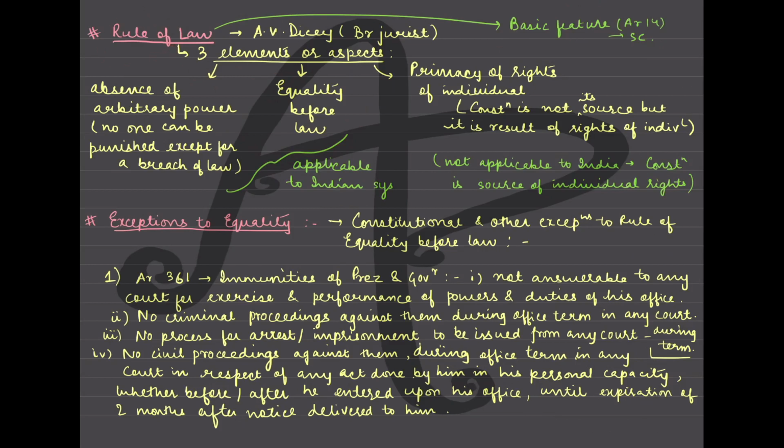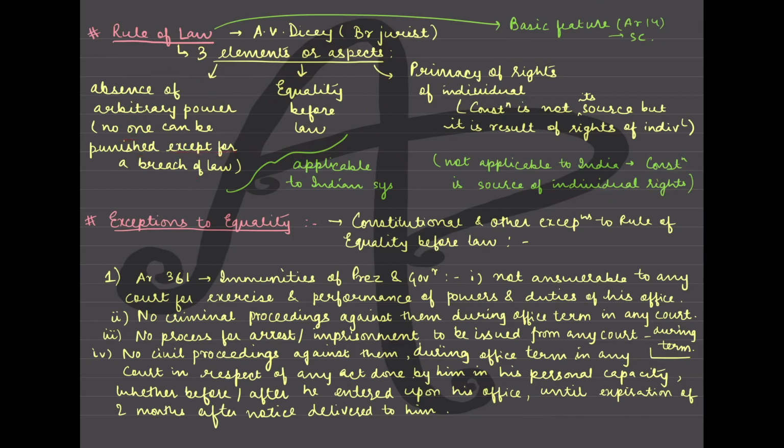This concept was given by a British jurist whose name was A.V. Dicey. According to A.V. Dicey, in his concept of rule of law, whose rule should run? The rule of law should run. There were 3 dimensions that need to be covered, 2 of which are applicable to the Indian system, 1 is not applicable to the Indian system, and we'll see what that is. These are the 3 elements, the aspects of rule of law, that A.V. Dicey says.